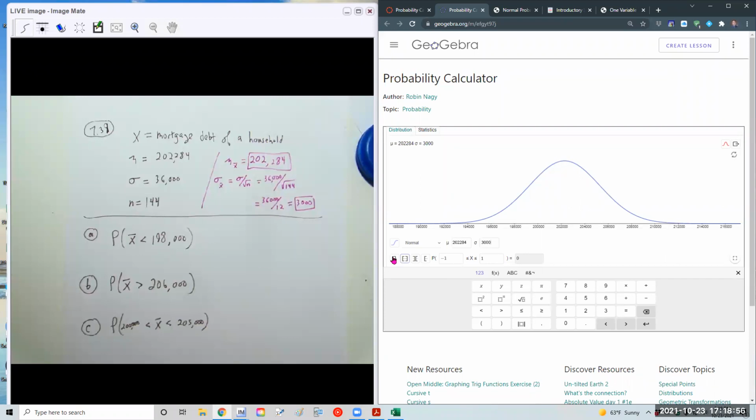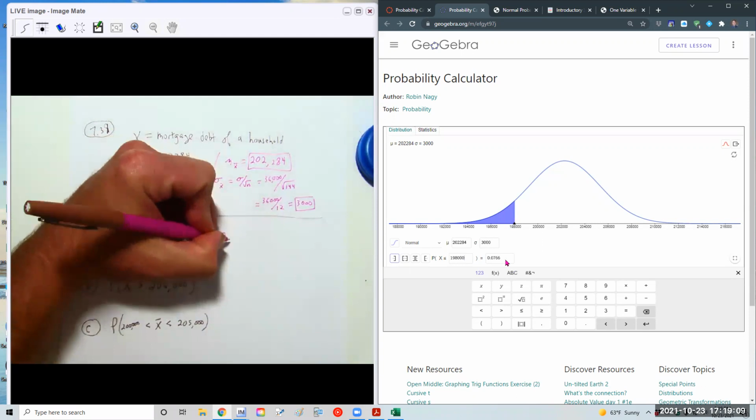So if we want a less than, I guess we'll click on the left-sided and see if this thing will work out for us. Change this number to 198,000. We got the right picture. We got the right probability. This is about 7%.